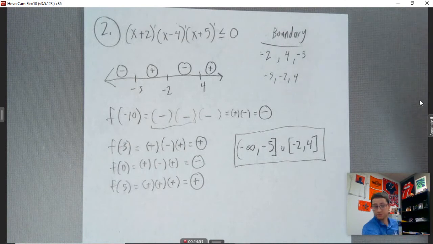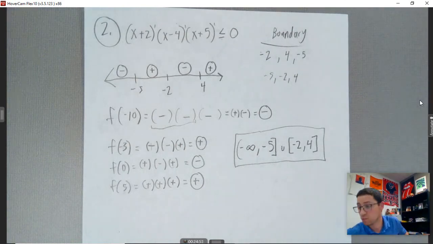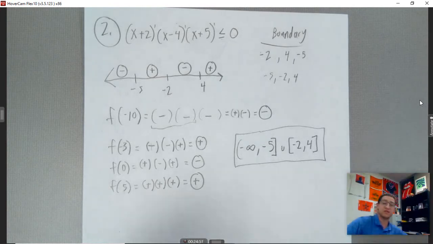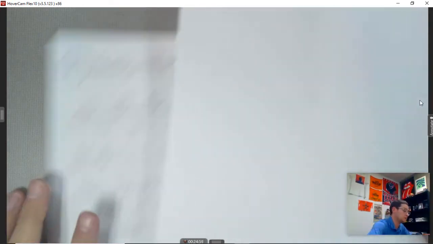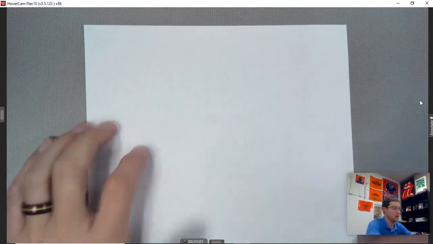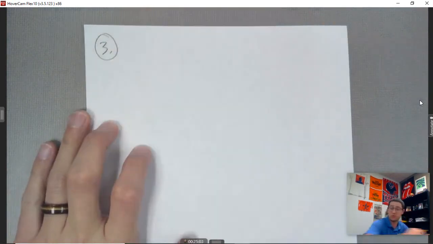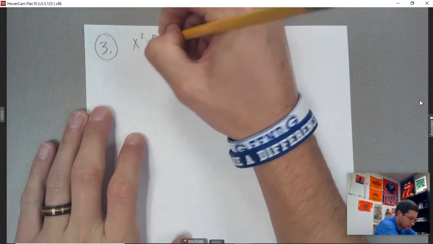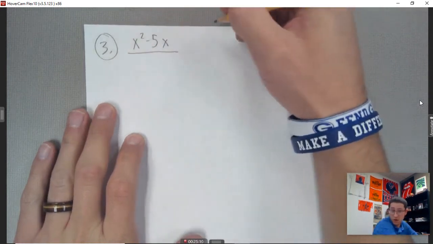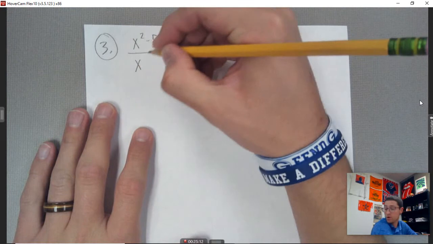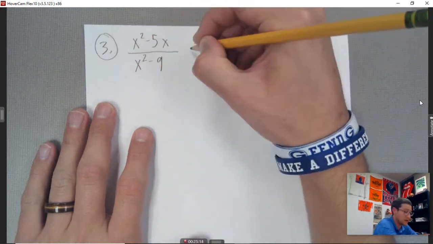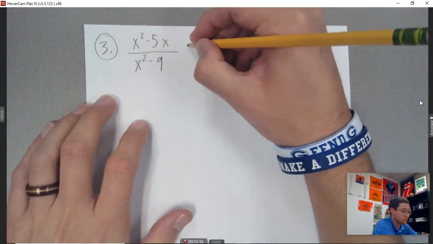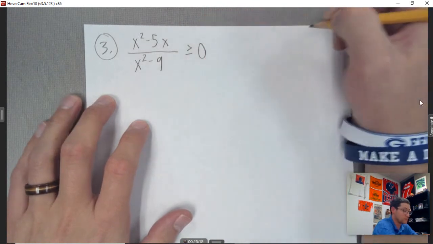Okay, number 3. Now here's our one and only example where it's a rational. The truth is you don't change it too much when it's a rational function. That's really why we're only doing 1. It's super similar to what we were previously doing. So on this next one, x squared minus 5x over x squared minus 9, and we're going to do greater than or equal to 0.